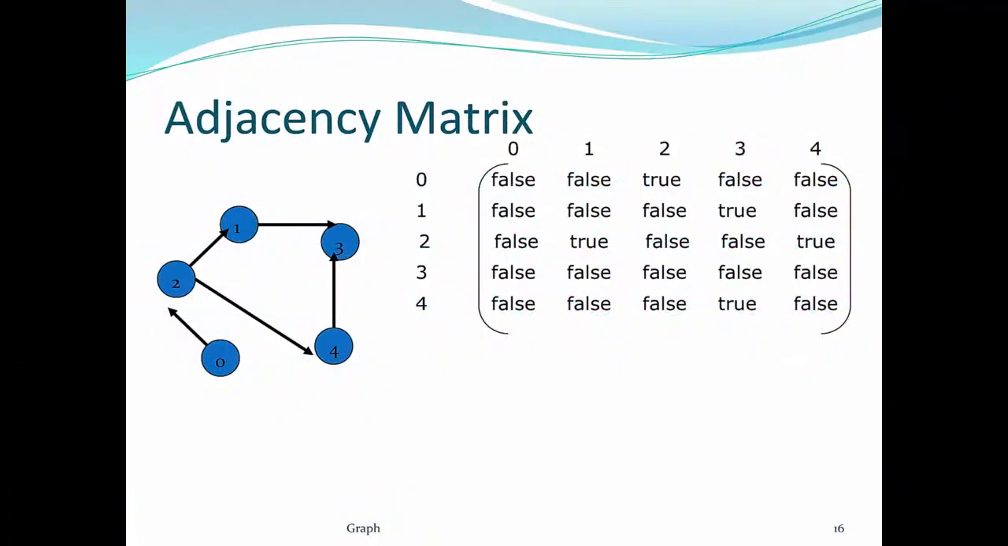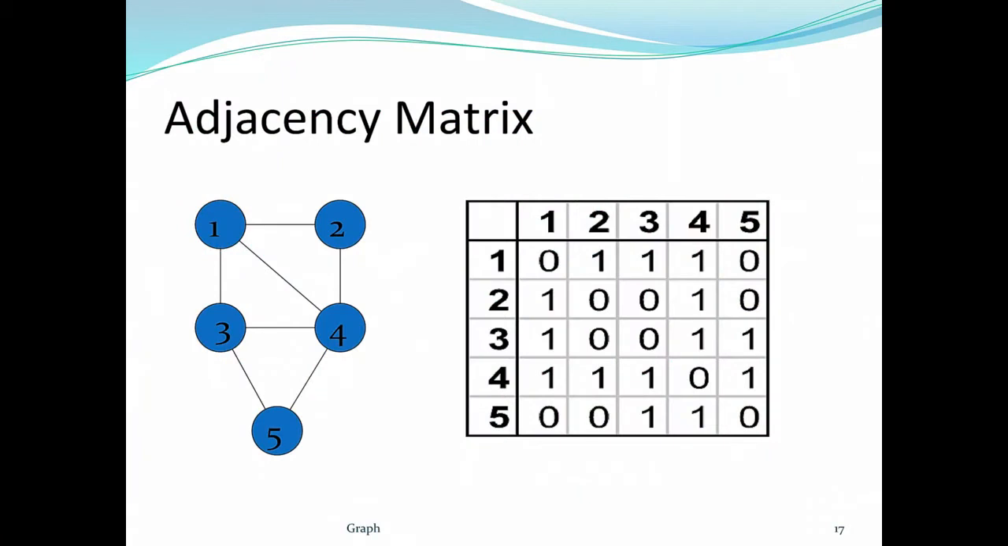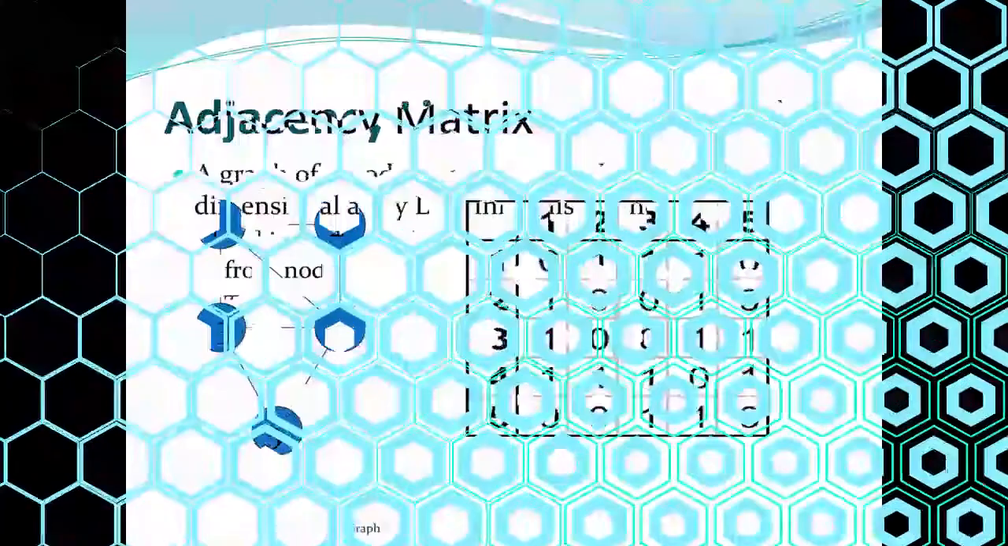You can see in the matrix that there is an edge from 0 to 2, 2 to 1, 2 to 4, and 4 to 3. That's why these are true and all others are false. Almost the same way of finding true and false is seen in the previous slide. There is an edge from 1 to 2, 1 to 3, 1 to 4, 2 to 1, 2 to 4, 3 to 1, 3 to 4, 3 to 5, 4 to 1, 4 to 2, 4 to 3, 4 to 5, 5 to 3, 5 to 4. That's why these are 1 and all others are 0.